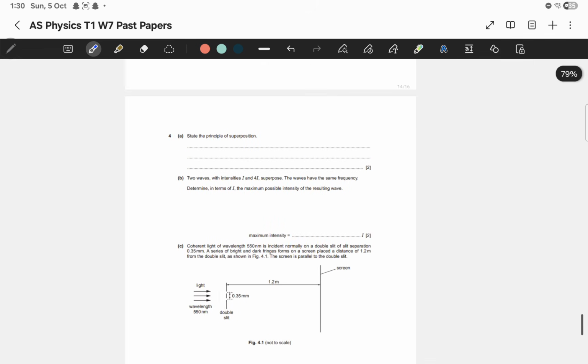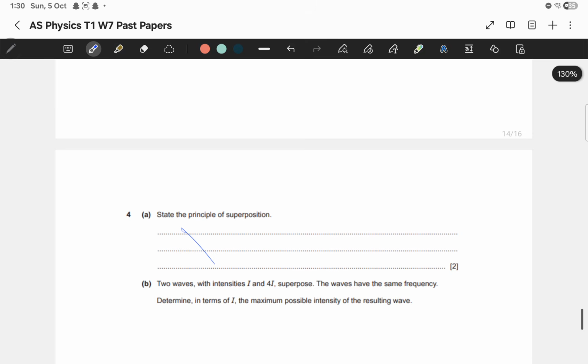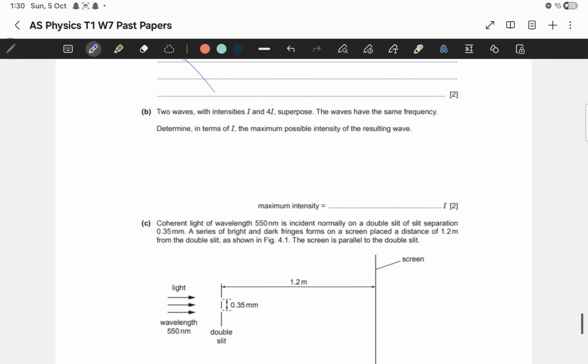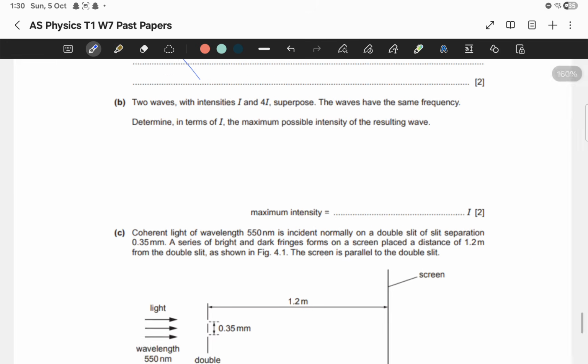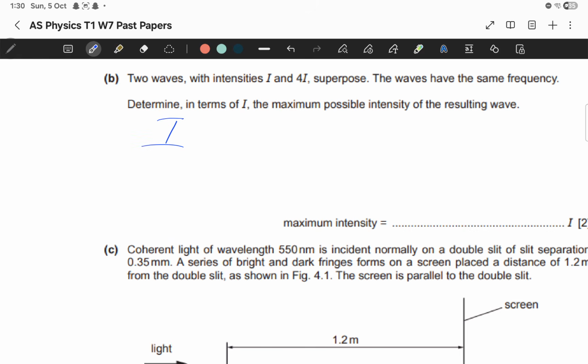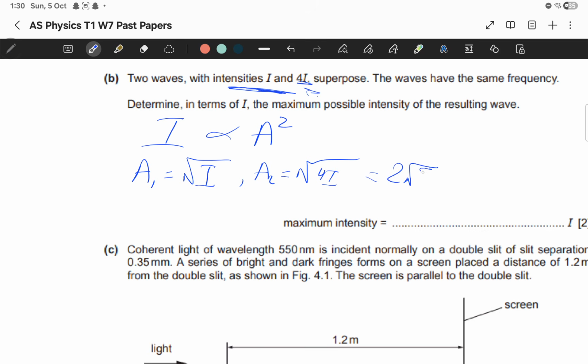Done. Okay, last question. State the principle of superposition. I stated it twice. Two waves with intensities I and 4I. Okay, this one I'm not sure if it's going to come, but memorize it. It's a very easy formula. The intensity is directly proportional to the square of the amplitude. So the amplitude of the first light is radical I, and the amplitude of the second is radical 4I, which is equal to 2 radical I.